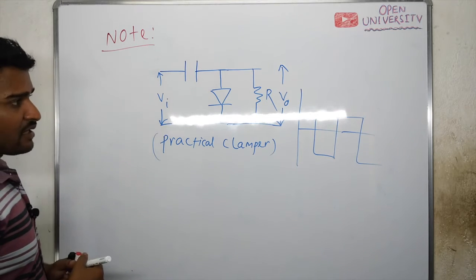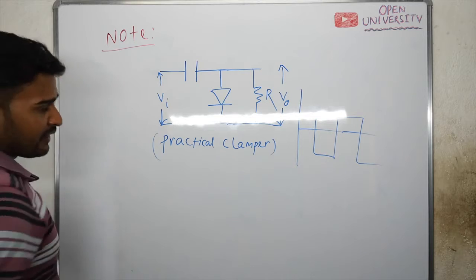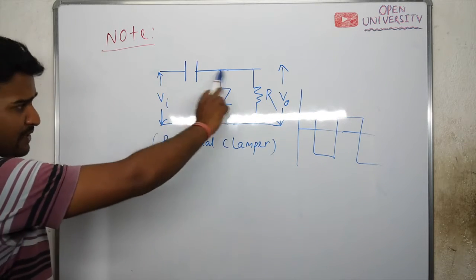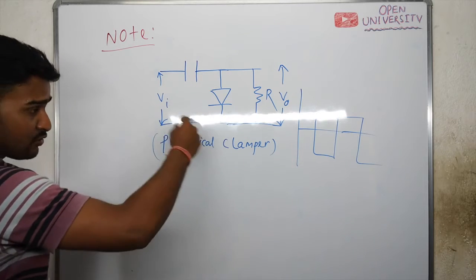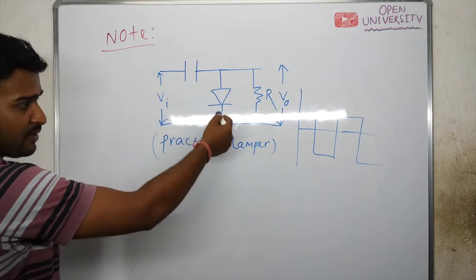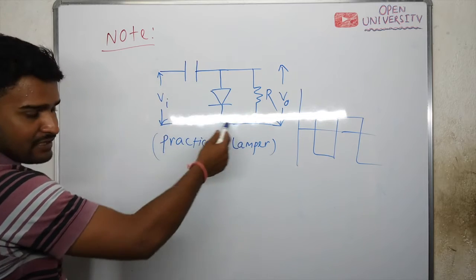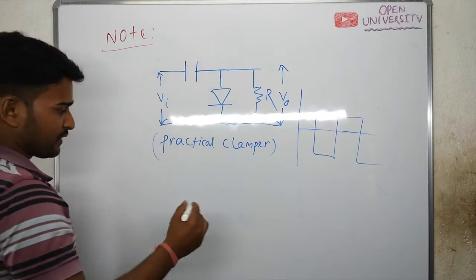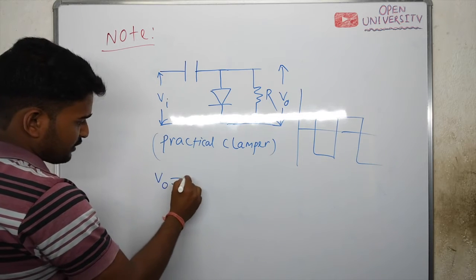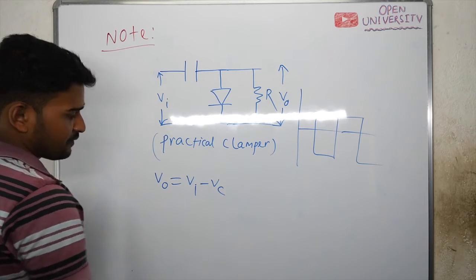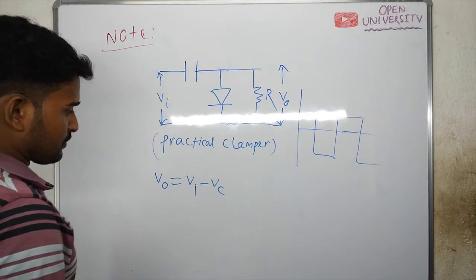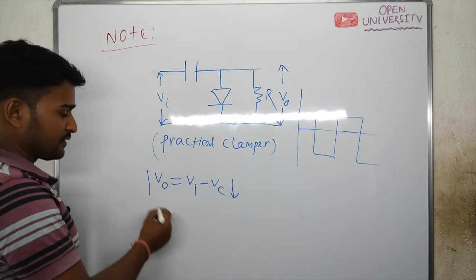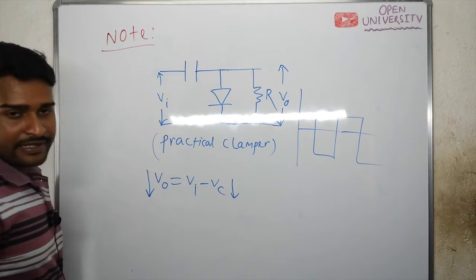But there is one disadvantage. If you connect a resistance in parallel with the diode, then what will happen? The diode becomes open circuited and the capacitor will discharge through the resistor. So the capacitor voltage will decrease. V0 equals Vi minus Vc. If Vc decreases, the input voltage is fixed, so the output will decrease.